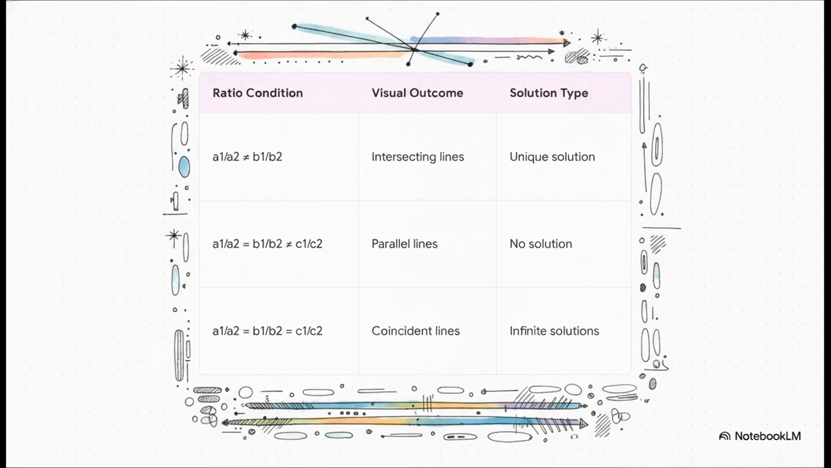Now, if those first two ratios actually match, but they don't equal the ratio of the c constants, the lines will be perfectly parallel. They will never ever touch, meaning there is mathematically no solution. And finally, if all three ratios are completely identical, the lines are coincident. They're essentially just the exact same equation in disguise, meaning they touch everywhere, resulting in an infinite number of solutions.